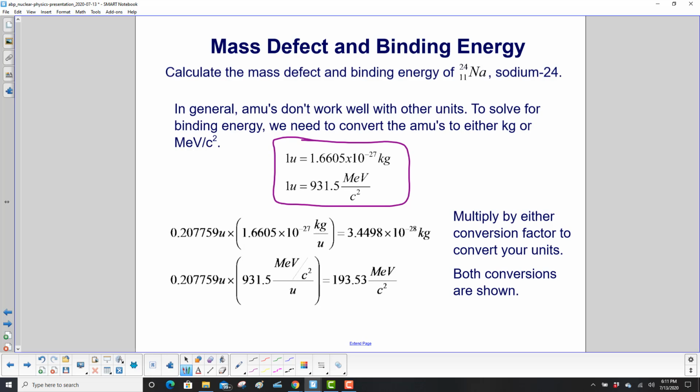One atomic mass unit is 1.6605 times 10 to the minus 27th kilogram, or 931.5 MeV per c squared. Now MeV is a unit of energy, and we're dividing it by c squared. That looks kind of unusual, right? The next slide will show you why that makes a lot of sense. So here's our atomic mass units. We convert it to kilograms by multiplying by that many kilograms per atomic mass unit, and we get this many kilograms. Or we multiply it by this factor, and we get 193.53 MeV per c squared.